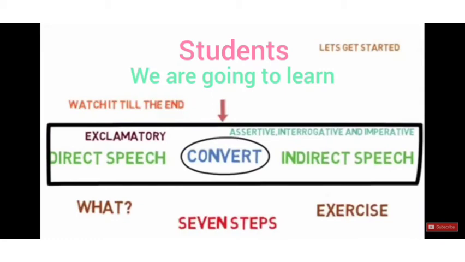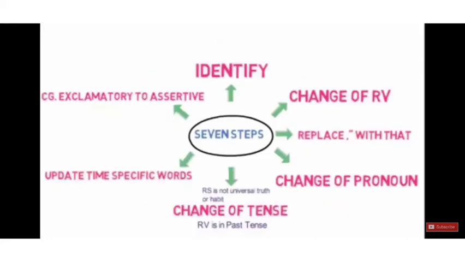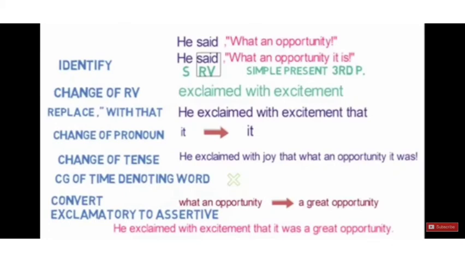In imperative form, we go and see how do we convert exclamatory sentence from direct speech to indirect speech. Already we have learned assertive, interrogative and imperative form for the conversion from direct speech to indirect speech. Now we will learn what is an exclamatory sentence, how do we use the 7-step formula for conversion from direct speech to indirect speech. Next we see various examples and exercise.